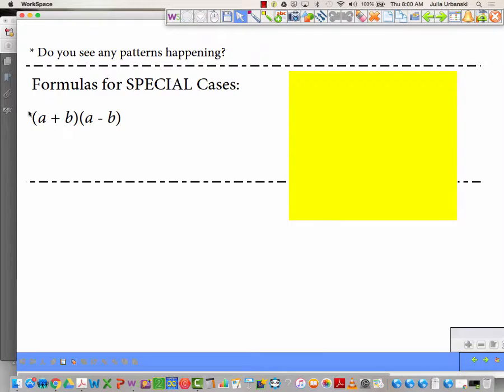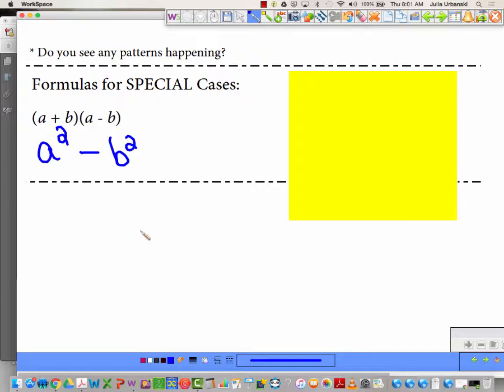So whenever that happens, you're going to take that whole first term and you're just going to square it. You just take whatever you have first and you square it. We're going to call that a squared since we have an a first. That's a squared. It's always going to be minus, and then you're going to square your last term, b squared. So all you have to do, if you notice that all the numbers match but one's positive and one's negative, is square the first number, do subtraction, and then square the second number.